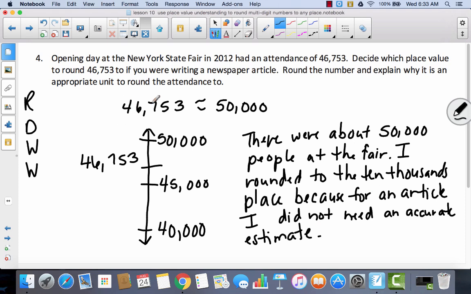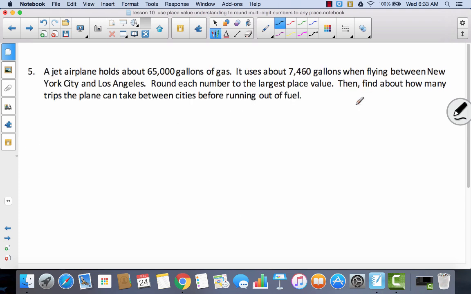Like if I rounded to the nearest tens place, I would have said there were 46,750 people there. This is more accurate because it's closer to the original number. So when I say not accurate, I don't mean that that's not an accurate estimate. I just mean it's not as close to the actual answer as if I would have rounded to a smaller place. All right, let's take a look at number 5.